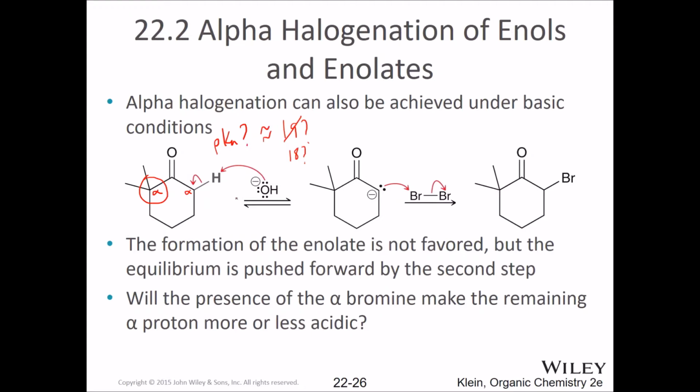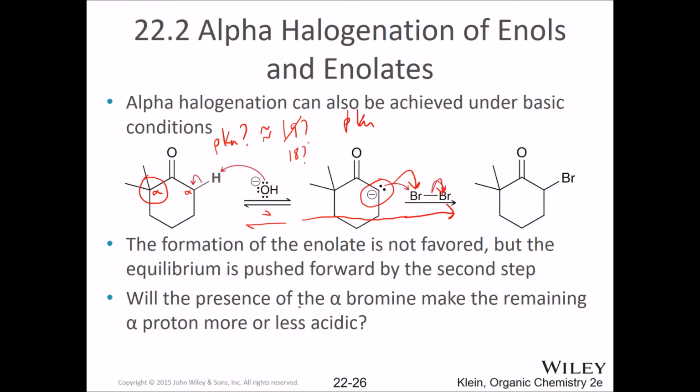All right, and that's an equilibrium process, but when that happens, then you make a nucleophile which attacks this bromine, and that goes off. Okay, now the formation of the enolate is not favored because of the pKa game that we played, right? It's not favored, but the equilibrium process is pushed forward by the second step. So this is irreversible. That means even if it's like that and like this, we're still going to bleed things off in that direction because that second step is irreversible.